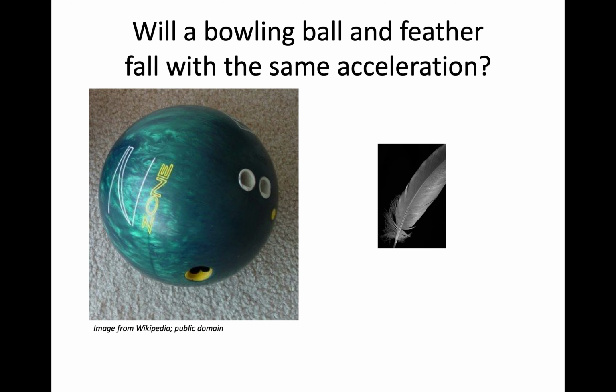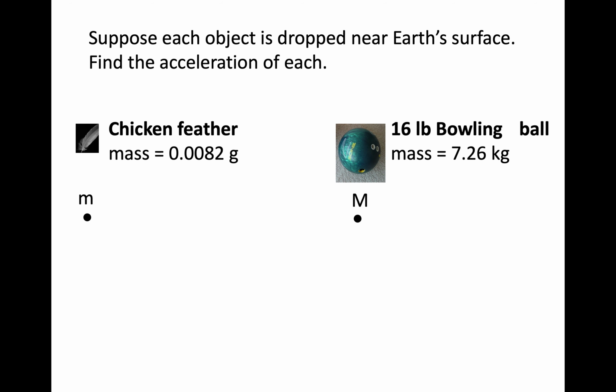Our second topic was considering the free fall acceleration of a bowling ball and a feather. So in everyday life, we do not see those fall with the same acceleration, and that's because of air resistance. So the question is, if the only forces on these objects were the force of gravity, what acceleration would they have when they're falling? And we just had the scenario: suppose each object is dropped near Earth's surface, find the acceleration of each.